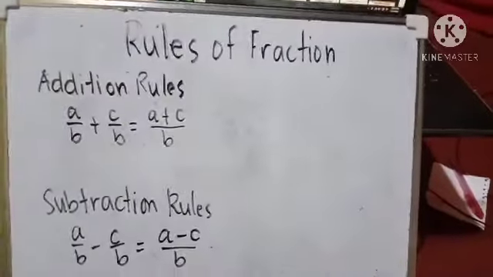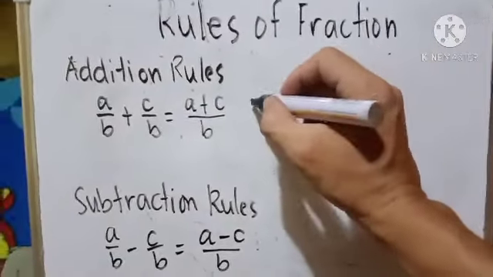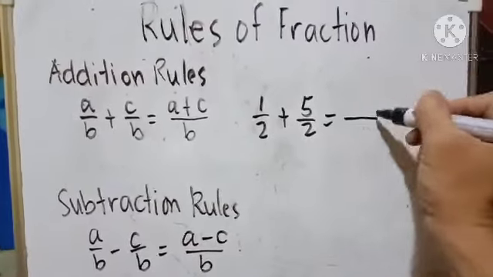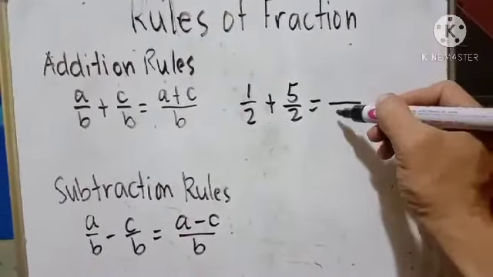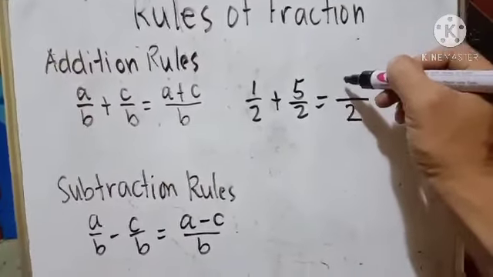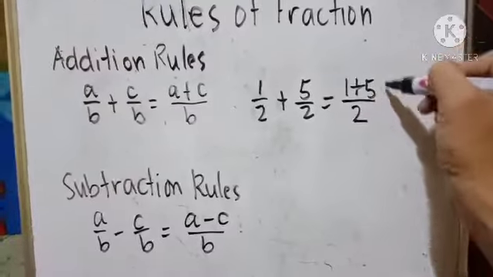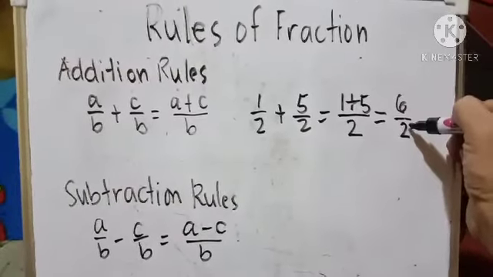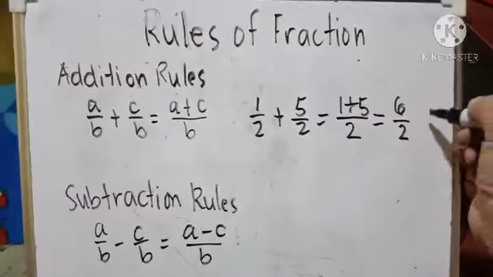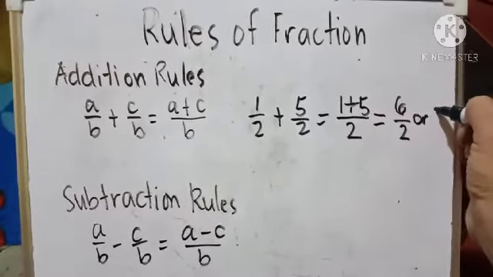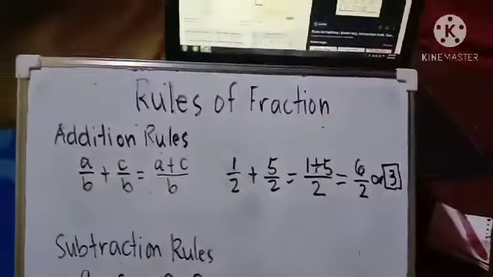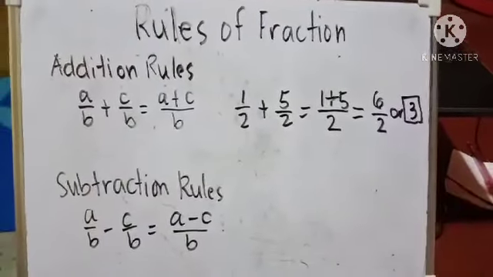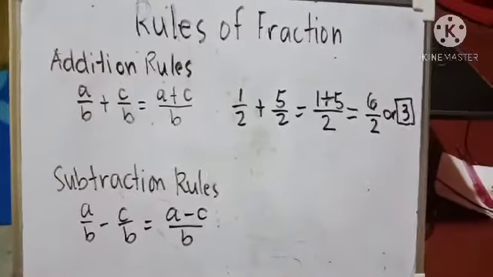Now, I have here the example. If you write that in numbers, for instance, we have 1 half plus 5 halves. Again, the rule of fractions about addition: same denominator, we just copy it. Then the numerators 1 and 5, we add them. Continuing the process, 1 plus 5 equals 6 over 2. We can still reduce this to the lowest term, or divide. 6 divided by 2 equals 3. That is your answer. Therefore, 1 half plus 5 halves equals 3, or 6 over 2.